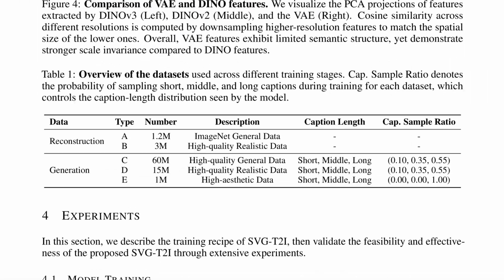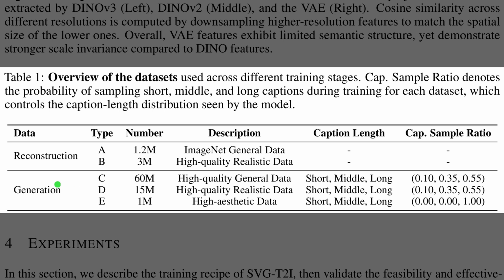Figure 2 just showed how the model ties text and visual features together, and Table 1 now explains what data actually feeds those components. For reconstruction, Dataset A has about 1.2 million ImageNet images. Dataset B adds roughly 3 million high-quality realistic images. For generation, Dataset C contributes 60 million general images with diverse captions. Dataset D brings 15 million additional realistic samples, and Dataset E finishes with 1 million high aesthetic images, while the caption sampling scheme balances short, medium, and long prompts across training.